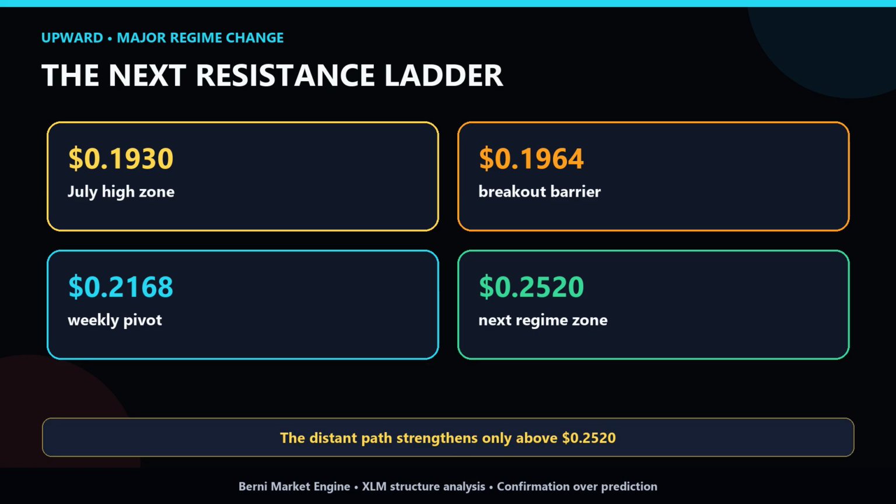Only above them do 0.4716 US dollars, 0.5206 US dollars and the historical extreme near 0.7985 US dollars become more relevant. Every step requires its own confirmation. The distant levels are not automatically active now.